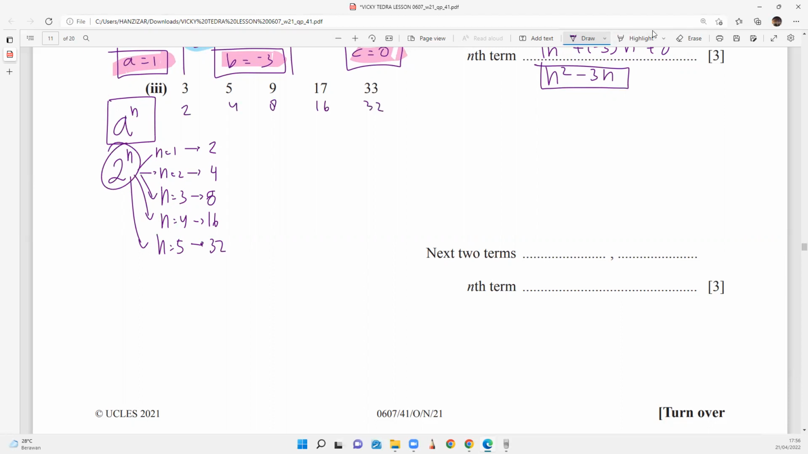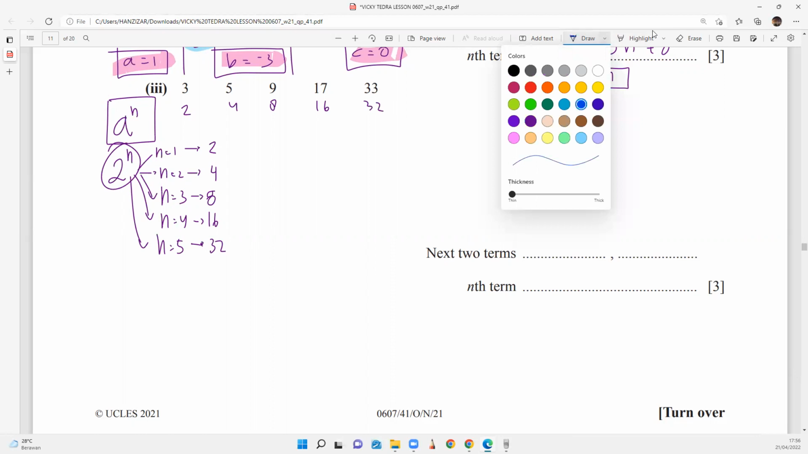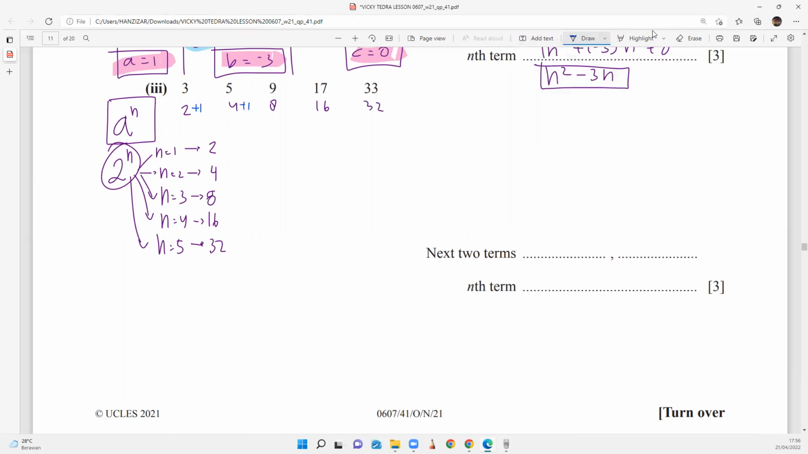What is missing? One number left, right? Plus 1, plus 1, plus 1, plus 1, plus 1, in order to get the expected sequence. So you need to write 2 power n plus 1. That's it. Oh, very hard. So you do the nth term first: 2 power n plus 1.